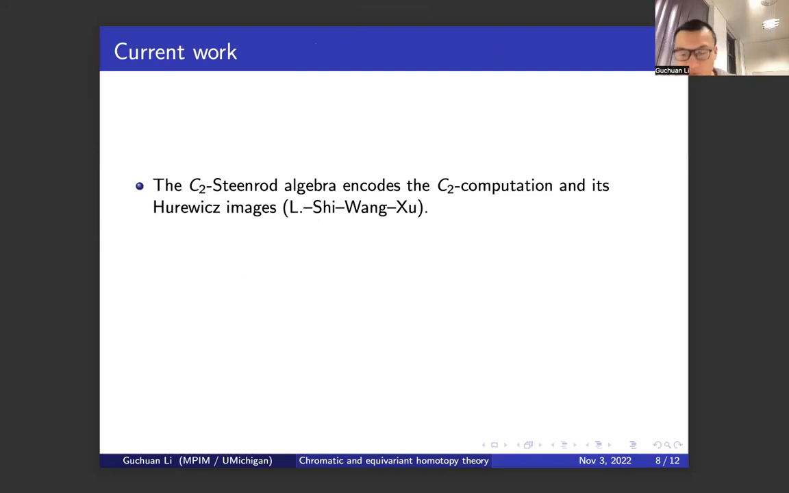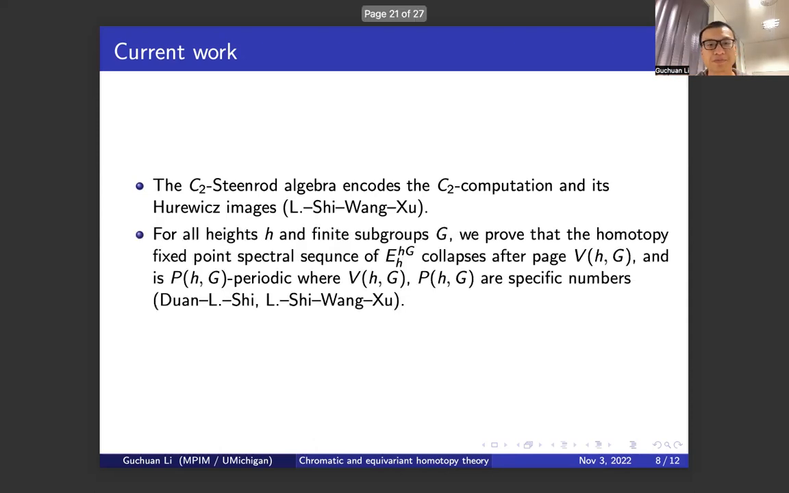Now let me tell you some of my research along this idea. For the C2 case, together with Xiaolin Danny Shi, Guozhen Wang, and Zhouli Xu, we use the C2 Steenrod algebra to encode the C2 computation and study the Hurewicz images for E_H^{hC2} at all heights. The cool part is that in this way, you can encode the computation purely algebraically. Before, for the C2 computation, you used complex conjugation, some geometric information, but now once you embrace the equivariant algebra, the C2 Steenrod algebra will encode this information.